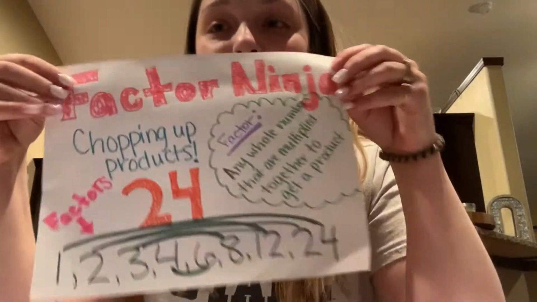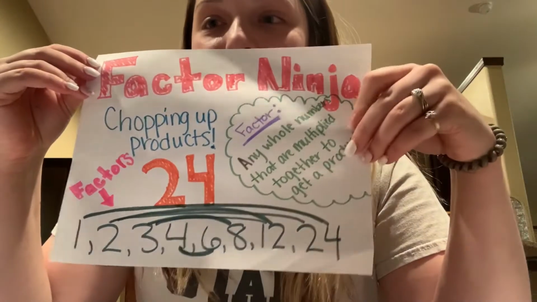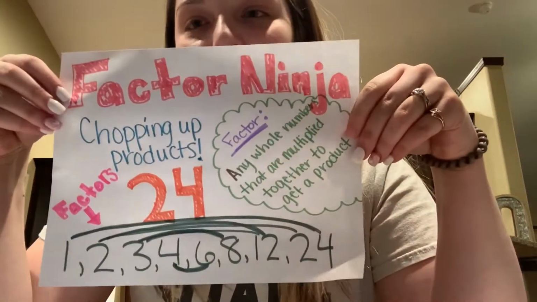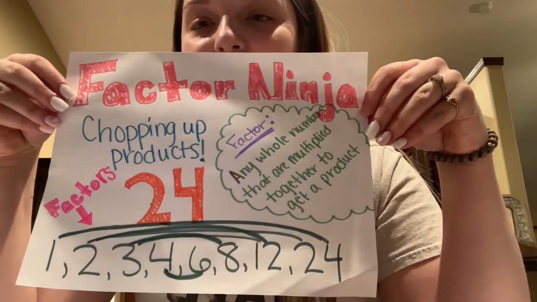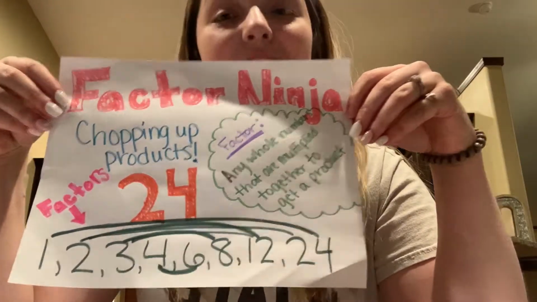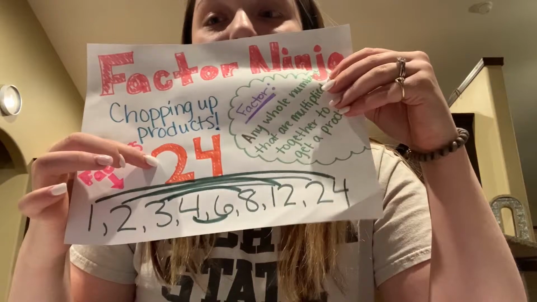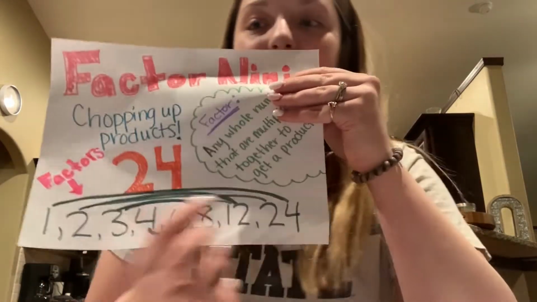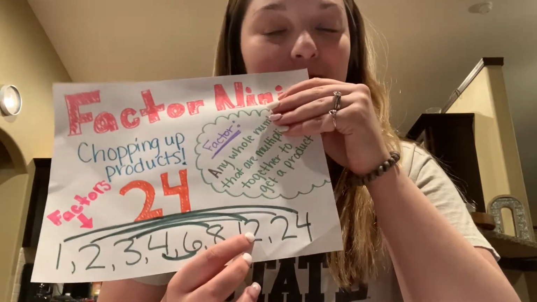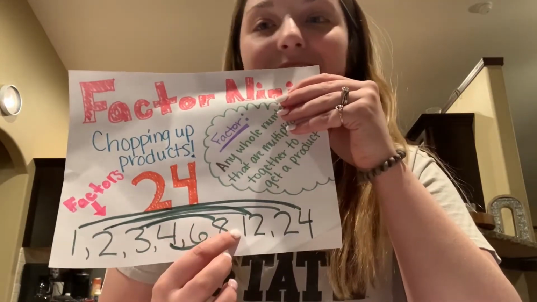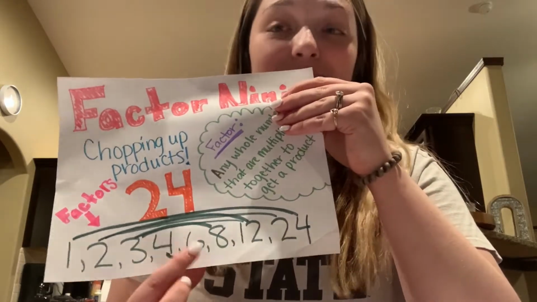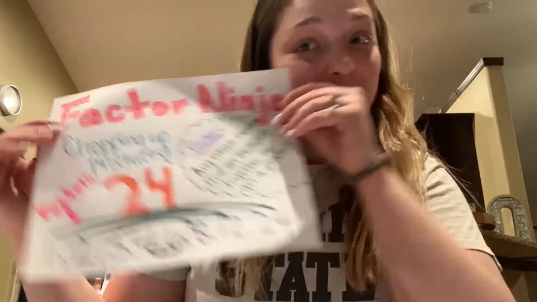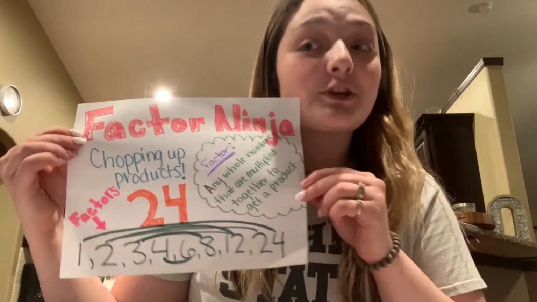Okay, so let's go over our anchor charts of what we learned yesterday about factors and multiples. On our factors, you remember our factor ninja chart, chopping up products. A factor is any whole number that is multiplied together to get a product. So we have 24 here. We said 1 times 24 is 24, 2 times 12 is 24, 3 times 8 is 24, and 4 times 6 is also 24, okay? So make sure when we need help that we look at this chart as well.